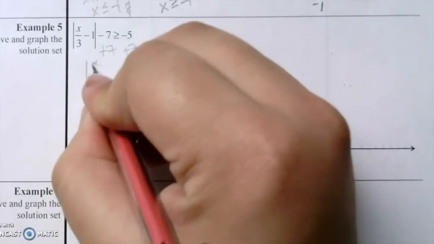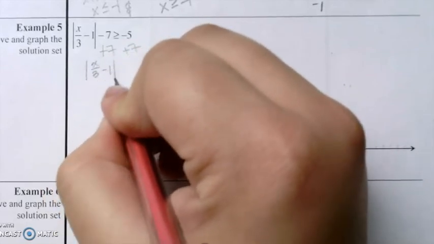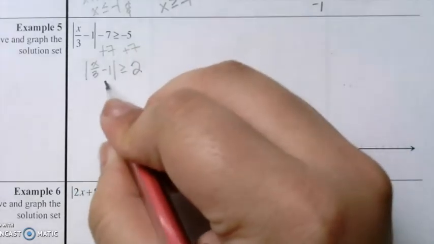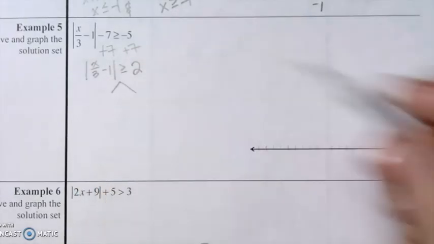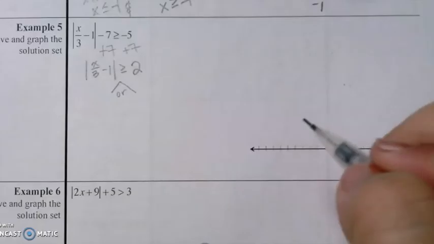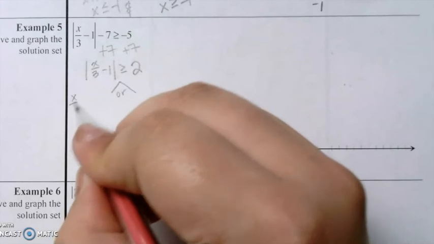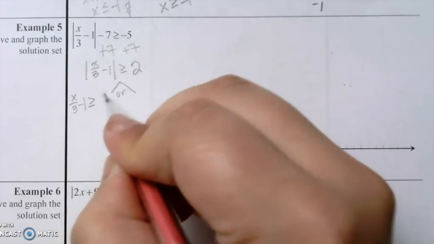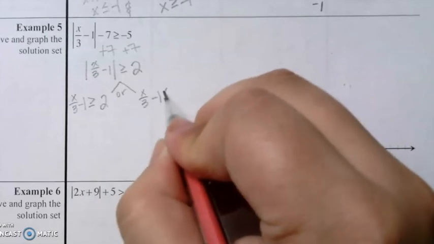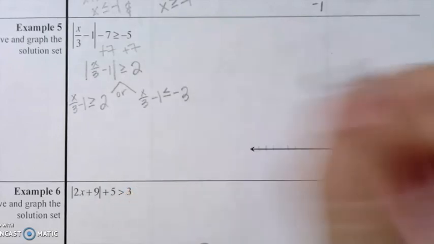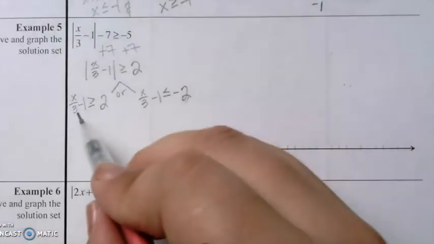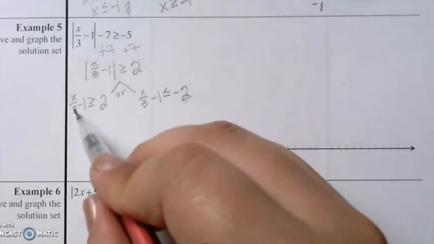So we have the absolute value of x over 3 minus 1 is greater than or equal to 2. Now I have my absolute value isolated. I can break it into our two cases. This one is a greater, so it's an or, great or. So I have x over 3 minus 1 greater than or equal to 2, or x over 3 minus 1 is less than or equal to negative 2. All right, now I want to solve each inequality individually.